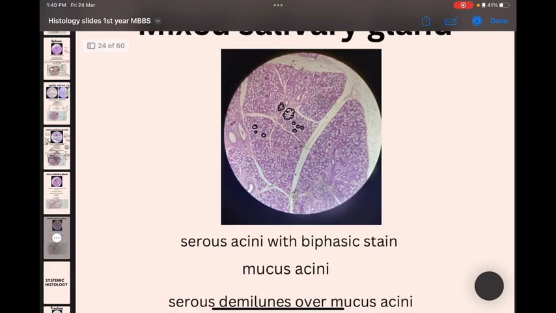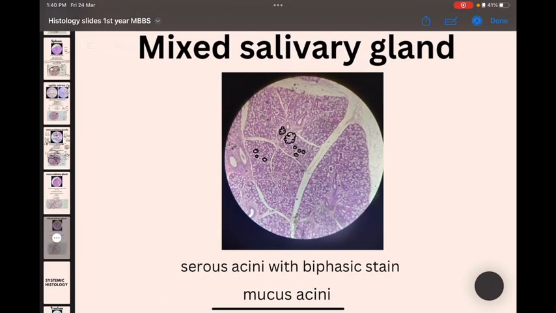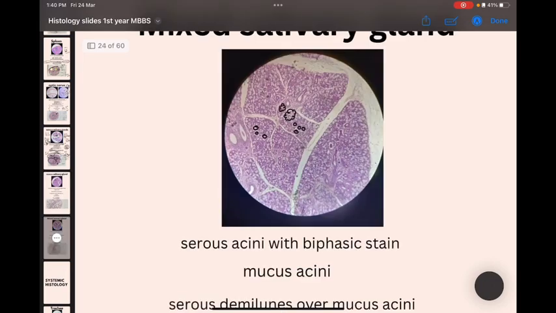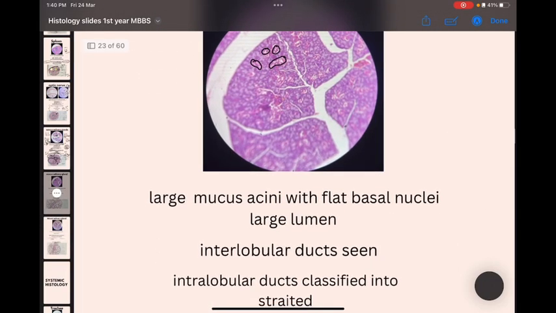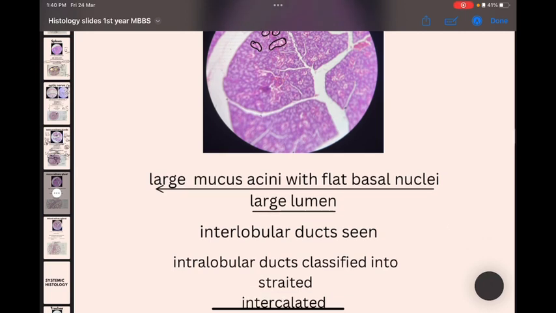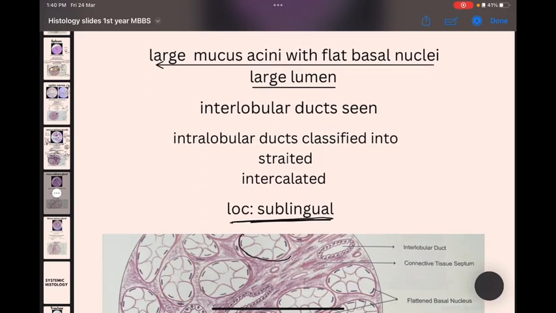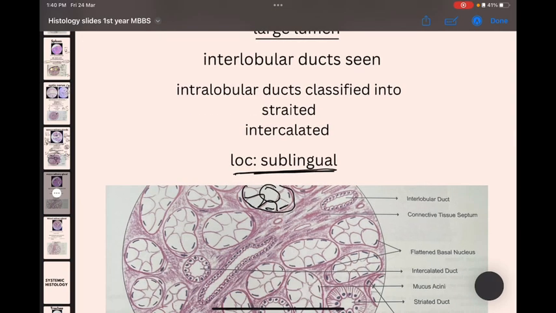See, this is mixed, this is mucous. Okay, so large mucous acini with flat basal nucleus and large lumen. Okay, as I said, flat basal nucleus, large lumen. Again, regarding the ducts: interlobular ducts, intralobular ducts, classified again into striated and intercalated.